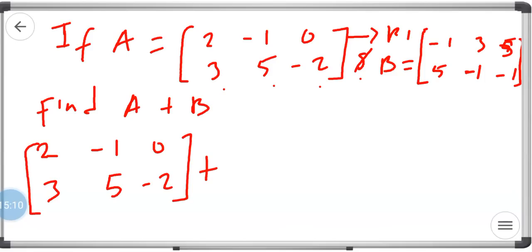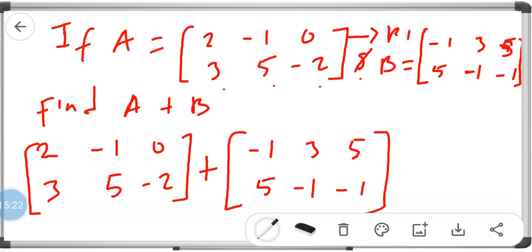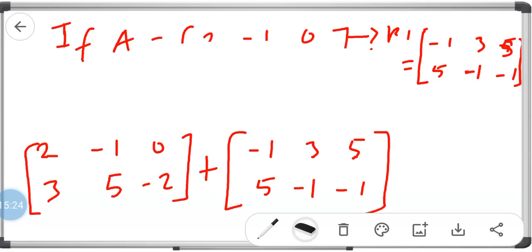We want to add plus matrix B: minus 1, 3, 5, and 5, minus 1, minus 1. We want to add them together. So let's see quickly.